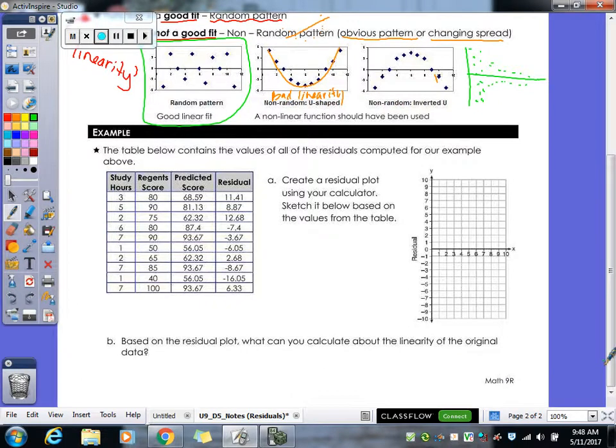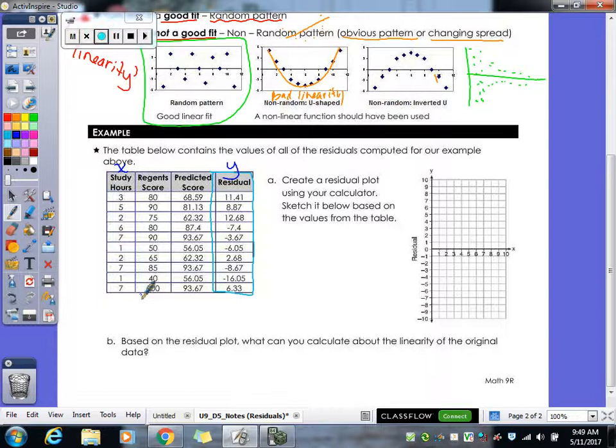So let's take a look down here. The table below contains the values of all of the residuals computed in the example above. I have already calculated all of the residuals for you. I did all of the actuals minus the predicteds. They want us to create our residual plot over here, and they've already got it all set up for you. Your study hours would be the X part of your residual, and your actual residual value is your Y part. So this middle part of the table, we don't need when we're going to graph our residuals. You just need your X and then your actual residual value.